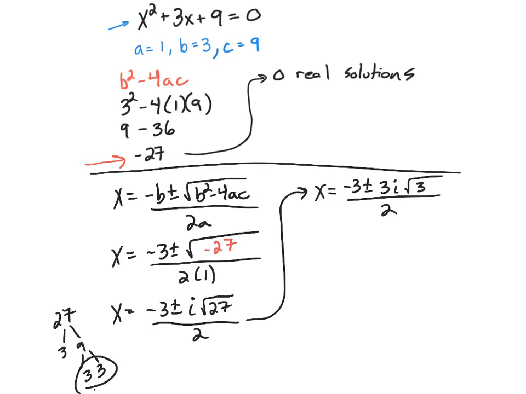And then we're going to separate the real from the imaginary. So x is equal to negative 3 over 2 plus or minus 3i square root of 3 over 2. So my two solutions are negative 3 over 2 plus 3i root 3 over 2, and negative 3 over 2 minus 3i root 3 over 2.